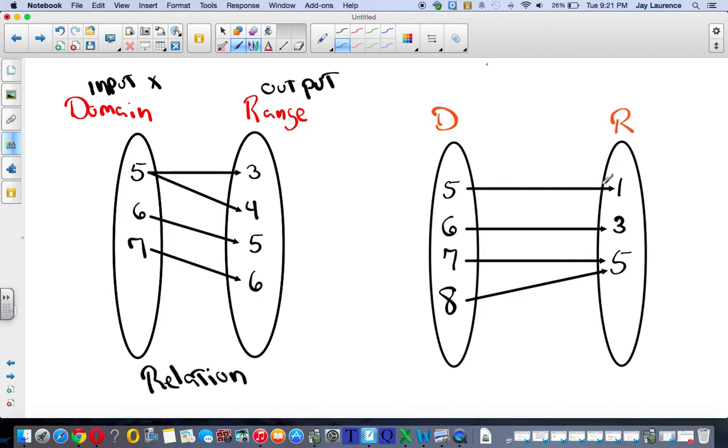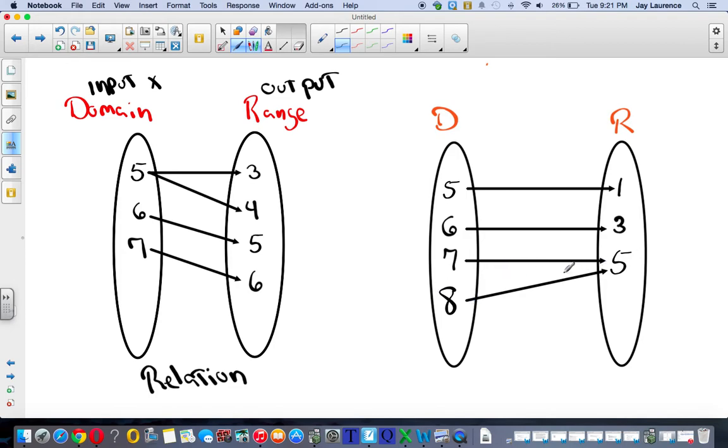Okay, let's take a look at this one. Here we've got 5 mapping to 1. We've got 6 mapping to 3. 7's going to 5, and 8's going to 5. Is this a function? Well, let's pretend that 7 is Haley, and she's going to the Olive Garden, okay? And 8 is Nick, and Nick is going to the Olive Garden. I'm not saying they're on a date. I'm just saying they're both going to the Olive Garden at the same time. Not necessarily together, you know, Haley's with her family and Nick's with his.